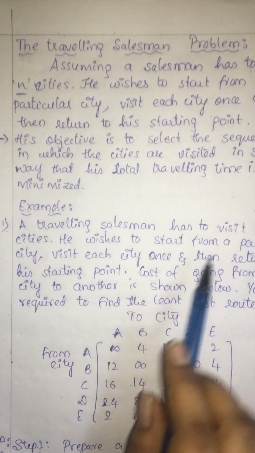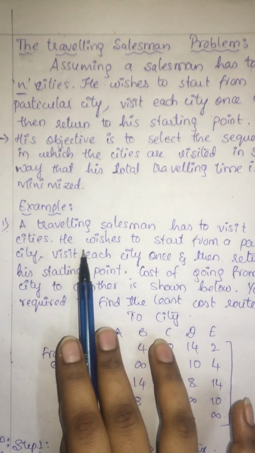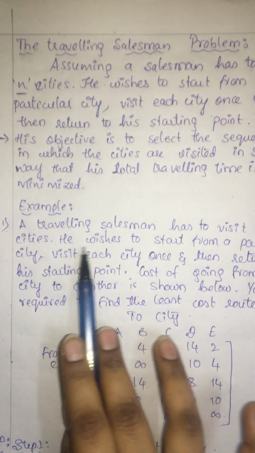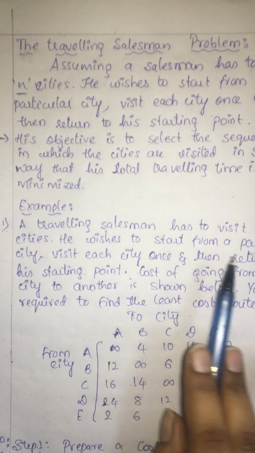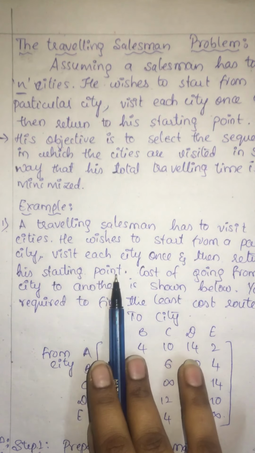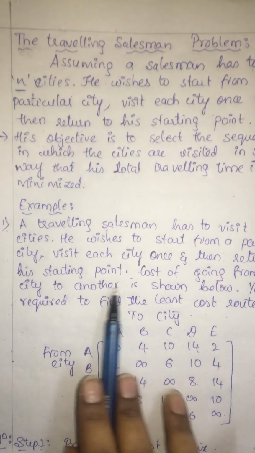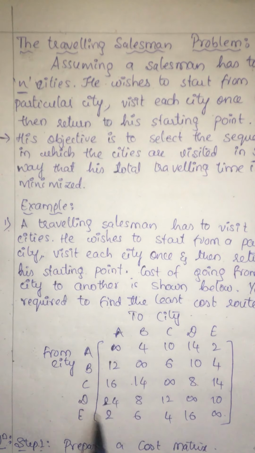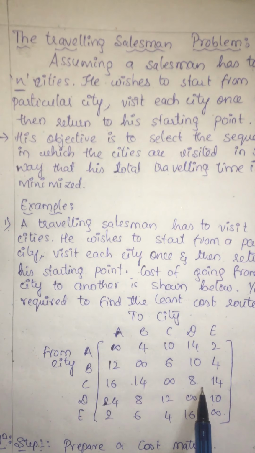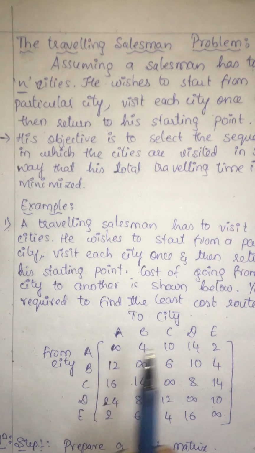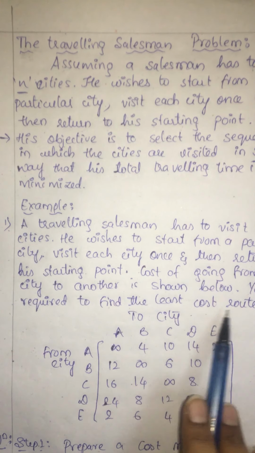So the example says that a traveling salesman has to visit 5 cities. He wishes to start from a particular city and visit each city once, then return to his starting point. The cost of going from one city to another is shown below. There is a small matrix, and there they have provided the cost which is spent to travel from one city to another city, and you are required to find the least cost route.